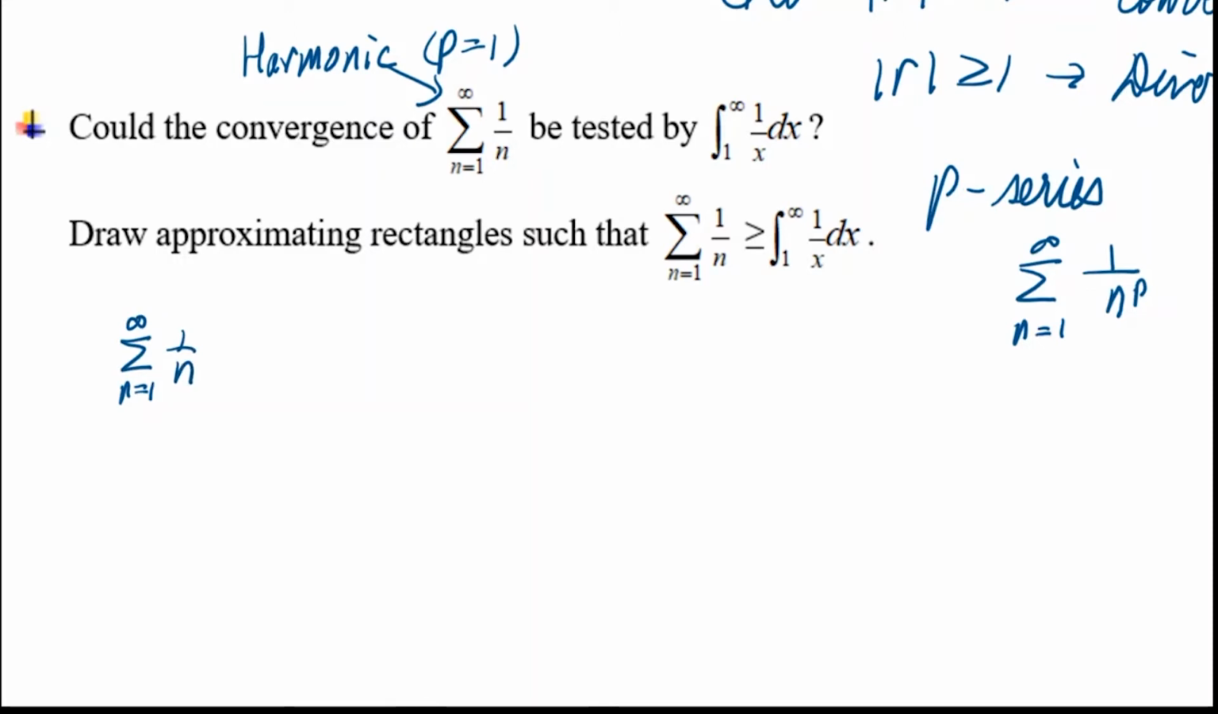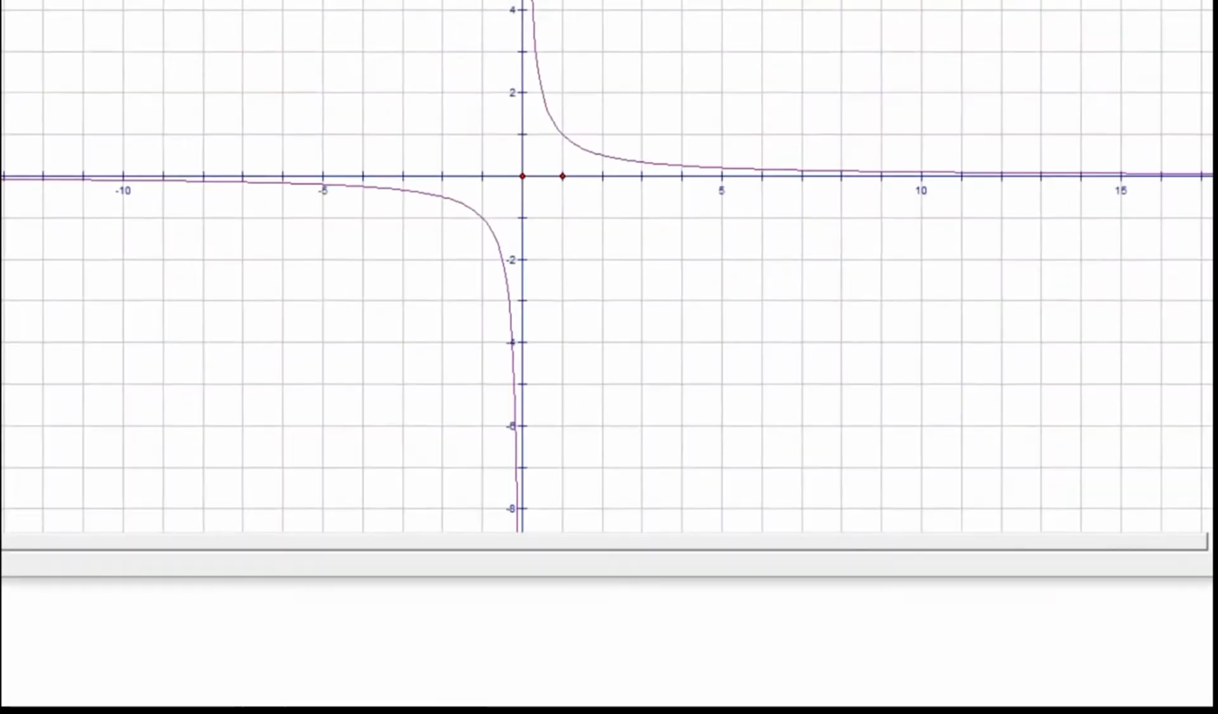So you were told last year this is divergent because P is equal to 1. But can we prove it now? Okay, that's our task. And I have a graph ready. So let's bring this thing in.